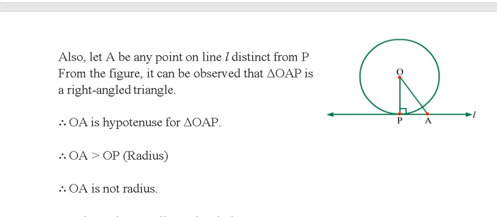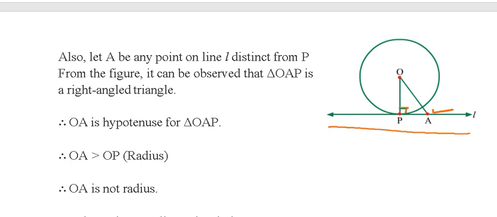Now also let A be any point. Again you take a point A on L, distinct from P. From the figure, it can be observed that triangle OAP is a right angle triangle. This is forming 90 degrees. That's why the triangle OAP is a right angle triangle. Now OA becomes the hypotenuse, right? This figure indicates that we recall the Pythagoras theorem.